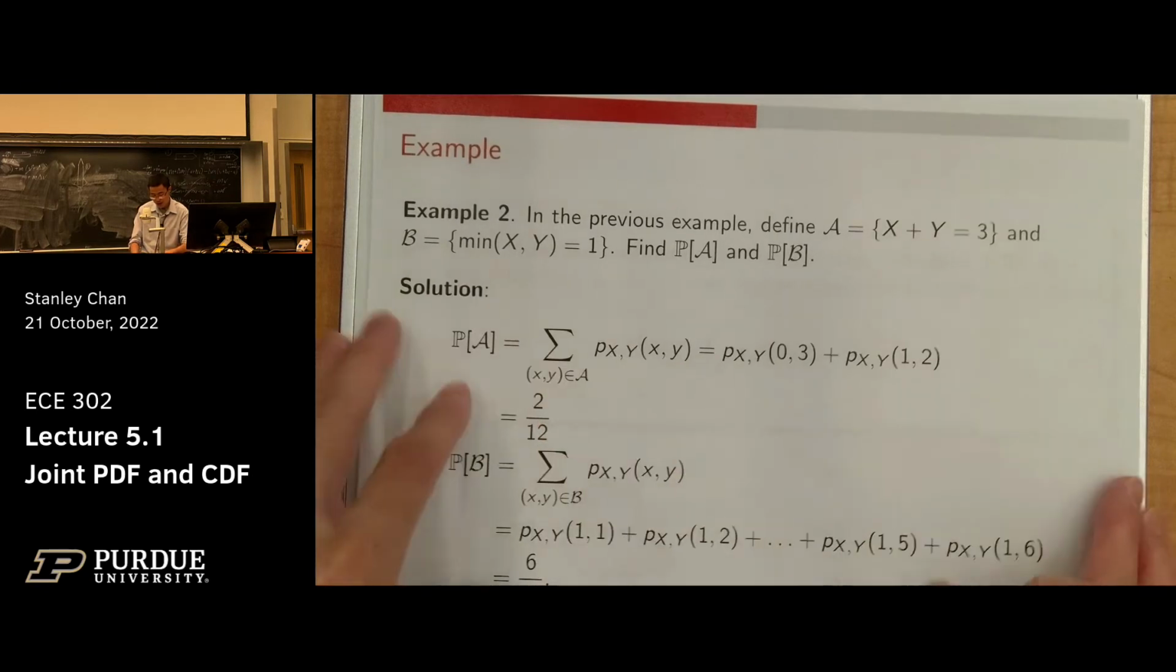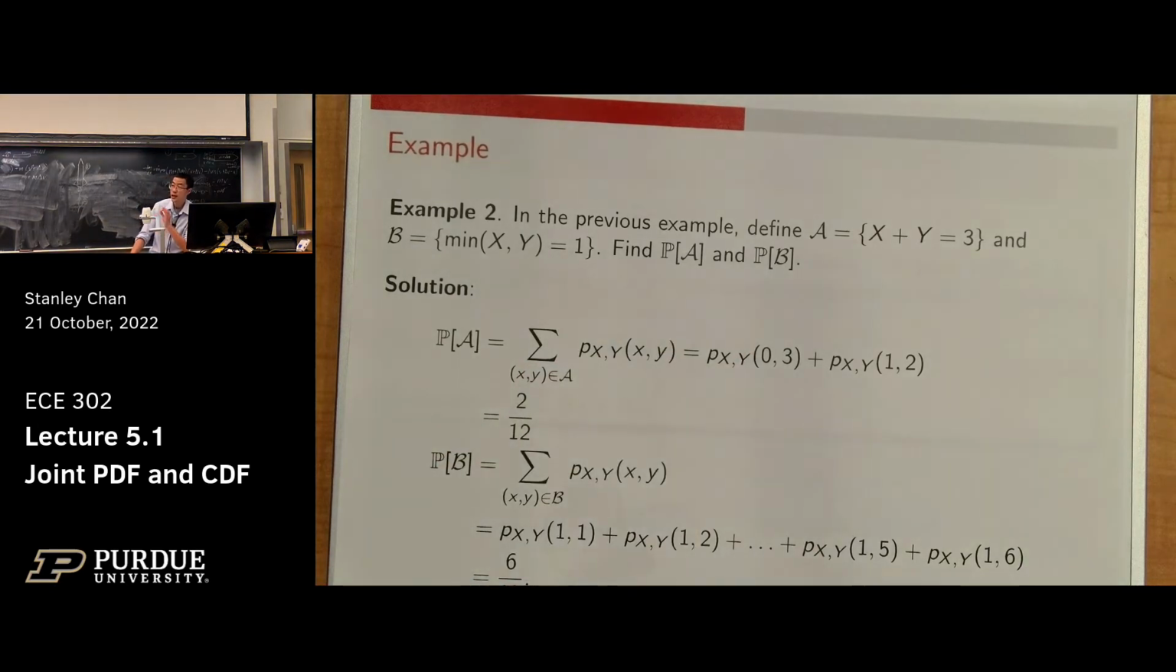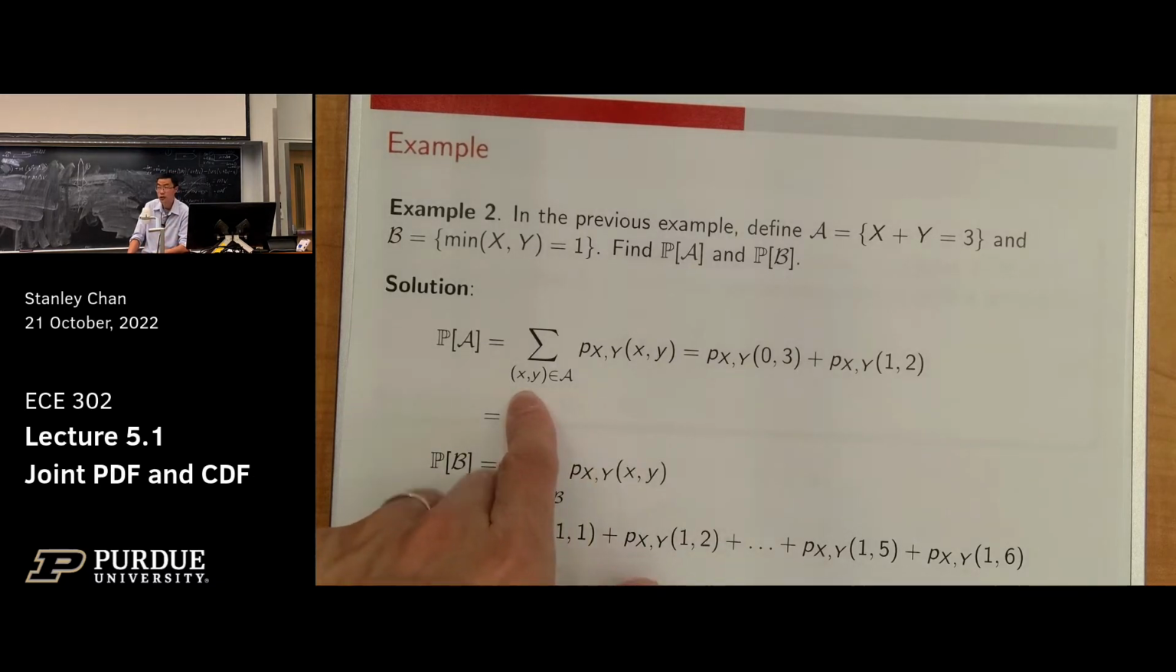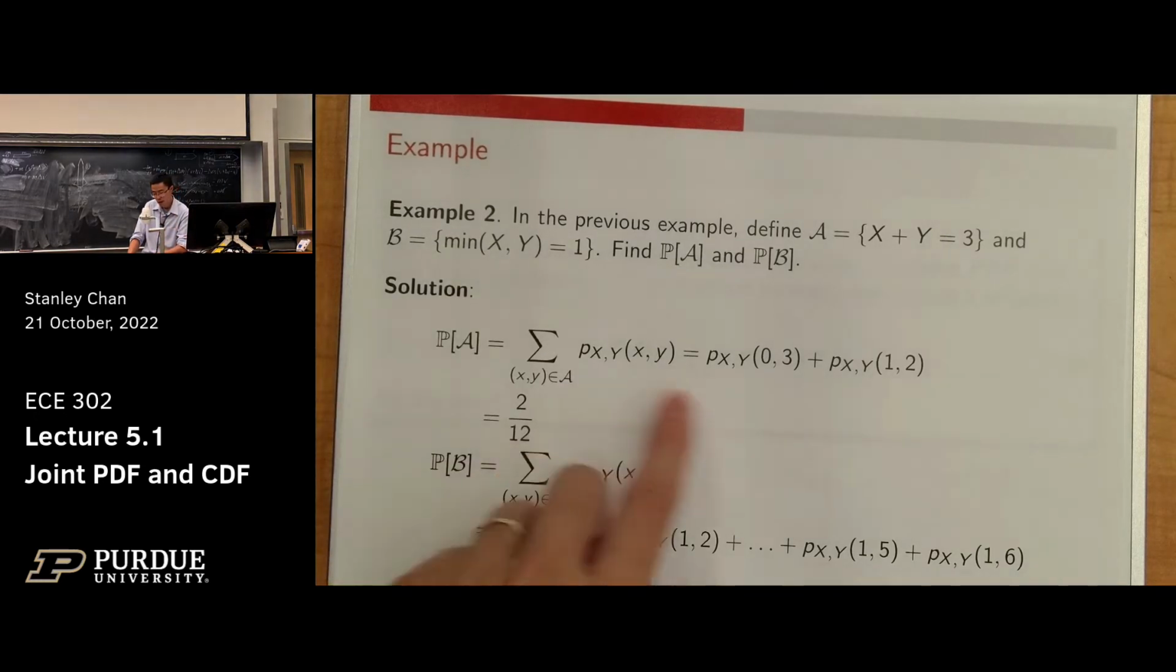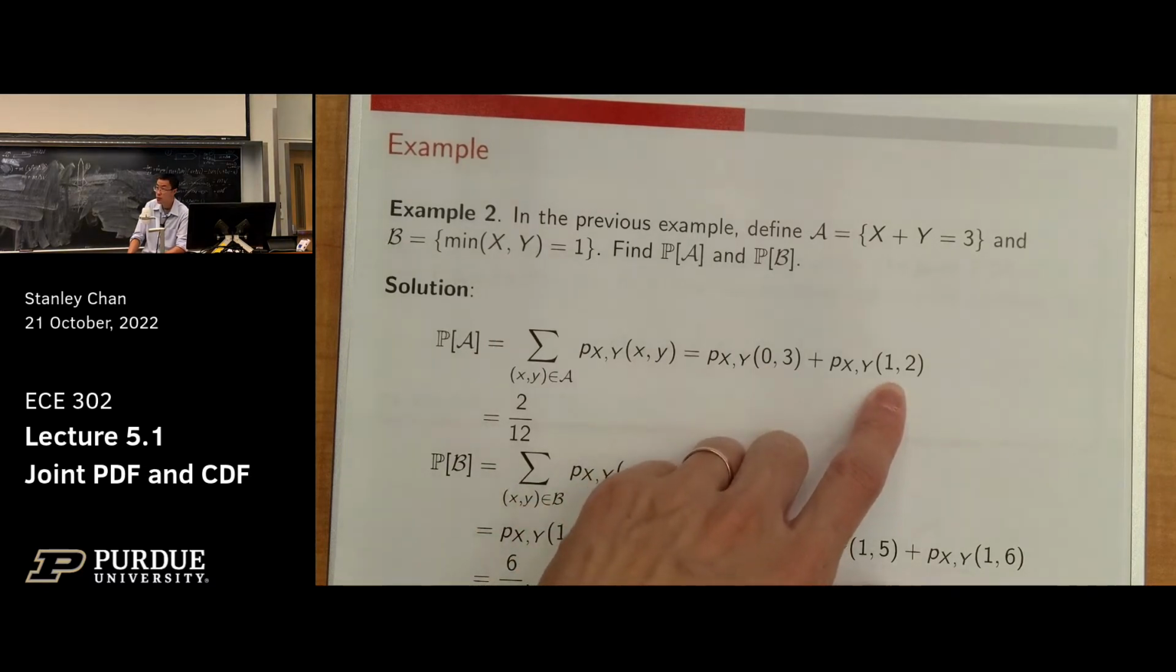The probability of A, I can write it as the sum of these probability masses. Okay, just like the same case when we were studying the 1D case. And then you are summing over the event A, so you are summing over all the coordinates inside this event A, which correspond to the coordinate of (0, 3) and the coordinate of (1, 2).